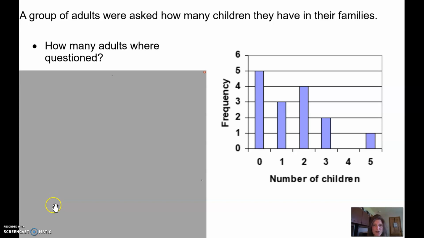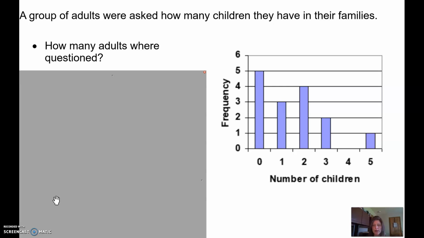In our previous videos, we've looked at how we can present data in different ways. Now we want to do some practice with being given that presentation and then answering some questions. So the first one says a group of adults were asked how many children they have in their families, and then we're given a bar graph.